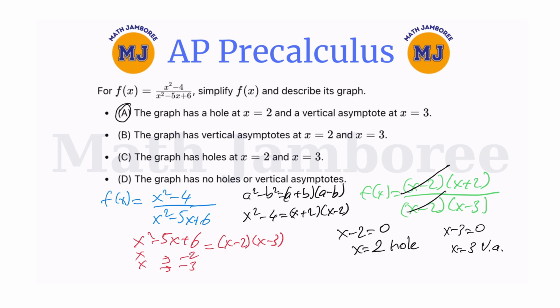And B says the graph has a vertical asymptote at x equals 2 and x equals 3. No. The graph has holes at 2 and 3. No, it doesn't have 2 holes. And the graph has no holes or vertical asymptotes. No. So choice A will be the answer for this specific question.